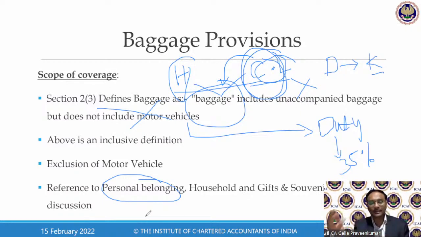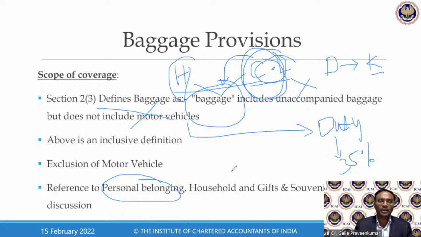So I went to Singapore. While coming back, I have come along with one additional person. I got married to one lady and I brought her along with me. It's not a personal baggage. Personal belonging is presumed under customs law as those belongings which form part and parcel of your daily requirements, daily needs. That's called personal belonging.